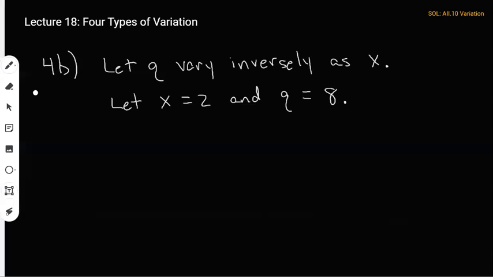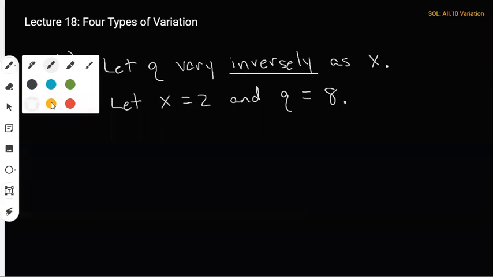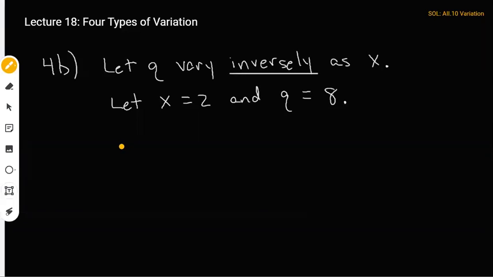So when we do inverse variation, that means we're going to be dividing by x. So when we write our equation, we're going to have q equals k divided by x. So that's the first thing we do. We write out our equation. And then we're going to plug in the two numbers that it gives us. It tells us that q equals 8. And it tells us that x is going to be 2. Since we don't know what k is yet, we're going to leave that as k.